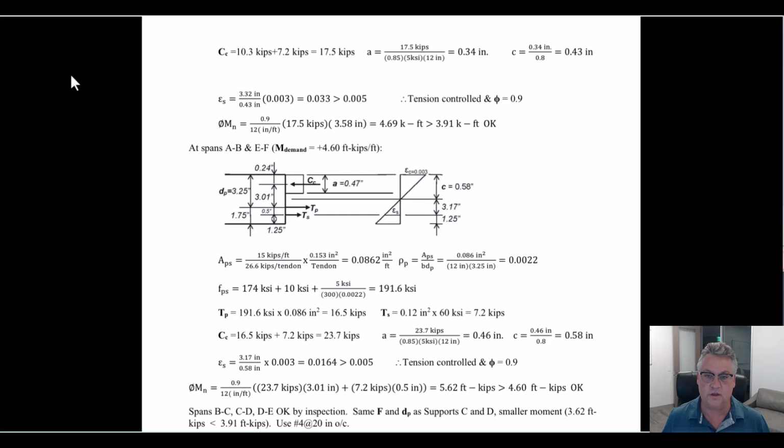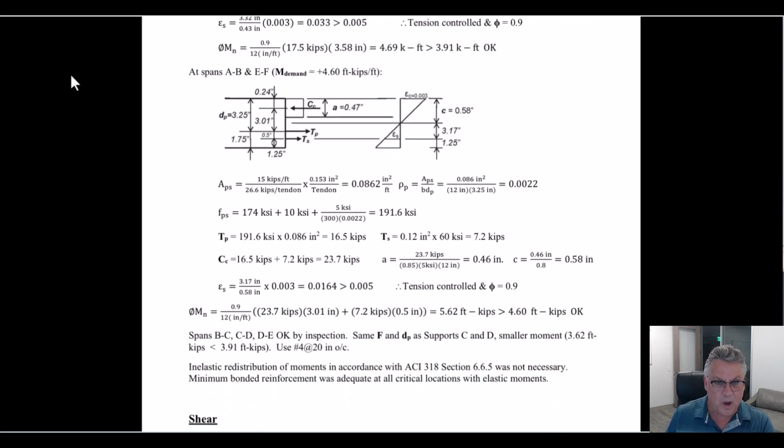You don't want too much tension reinforcement. Let that concrete work in compression. Let the tension steel yield, and it'll be a controlled type of failure. So we're good. At number 4 at 20 with 9 kips per foot of PT, for the negative moments, put a 0.9 on, 4.69 foot-kips per foot of capacity is greater than the demand. We're good.